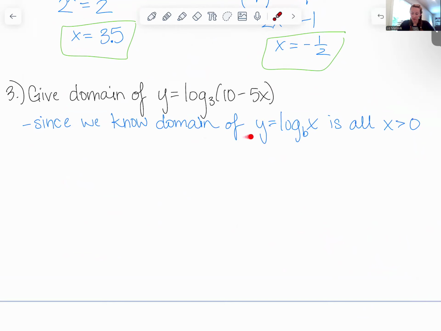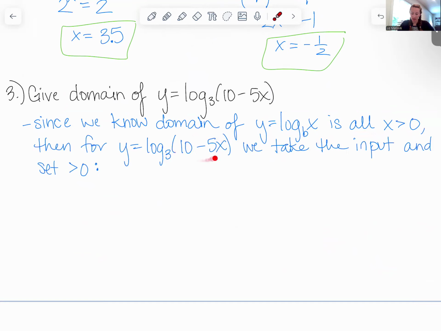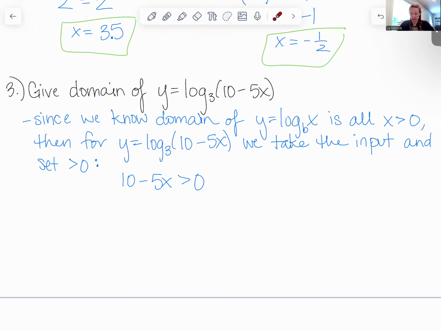So since we know that the domain of y equals log base b of x is all x where x is greater than 0, I'm just going to take the input I have and set it greater than 0. So now I'm solving 10 minus 5x is greater than 0. And again, I'm just taking the input of the log function and setting it greater than 0. The base here really doesn't make a difference to our answer. The input will need to be the same either way, and the domain is going to be the same regardless of what this base is here.